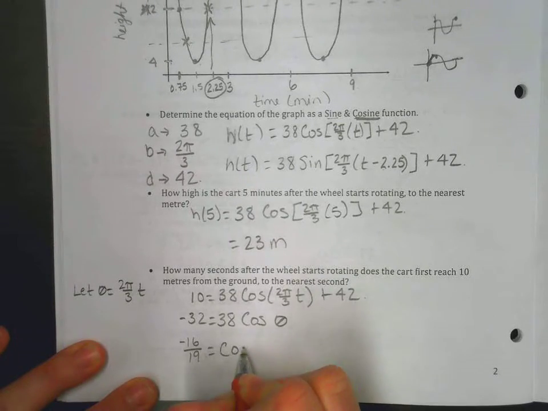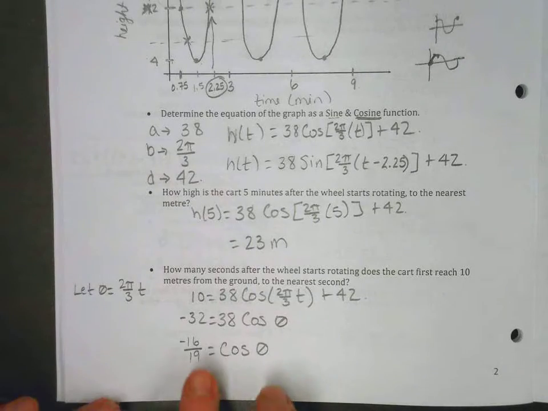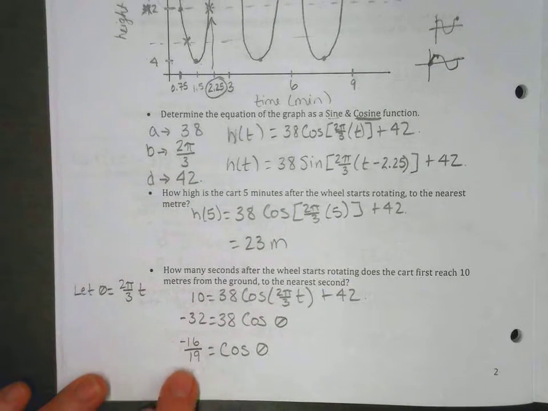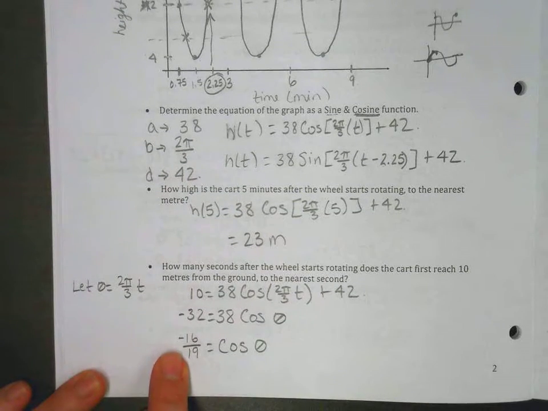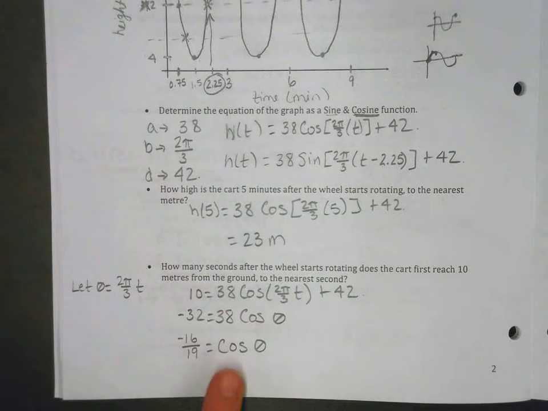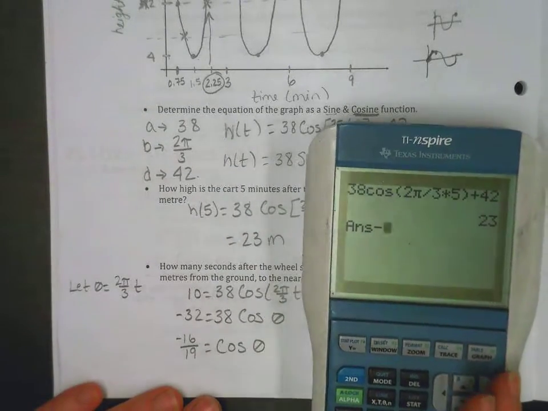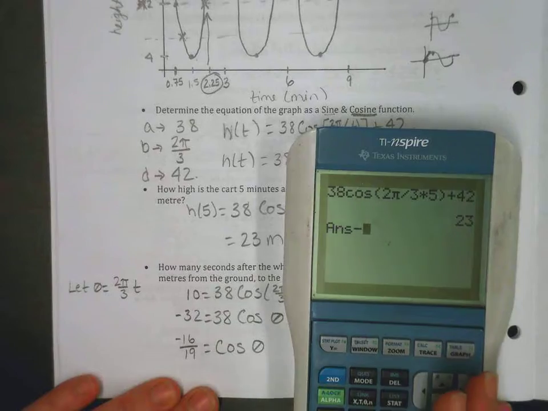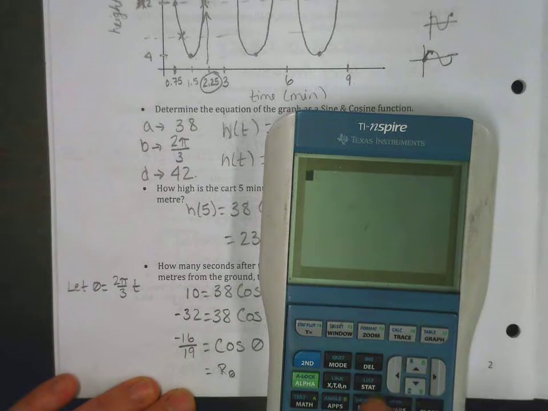Well, this ratio is not on my unit circle, so I have to use my calculator to solve this. I want to solve this in radian mode. So I am going to go second, and I want to find my reference angle first. So I'm going to go second cos of 16 divided by 19. And I get a reference angle of 0.5696.